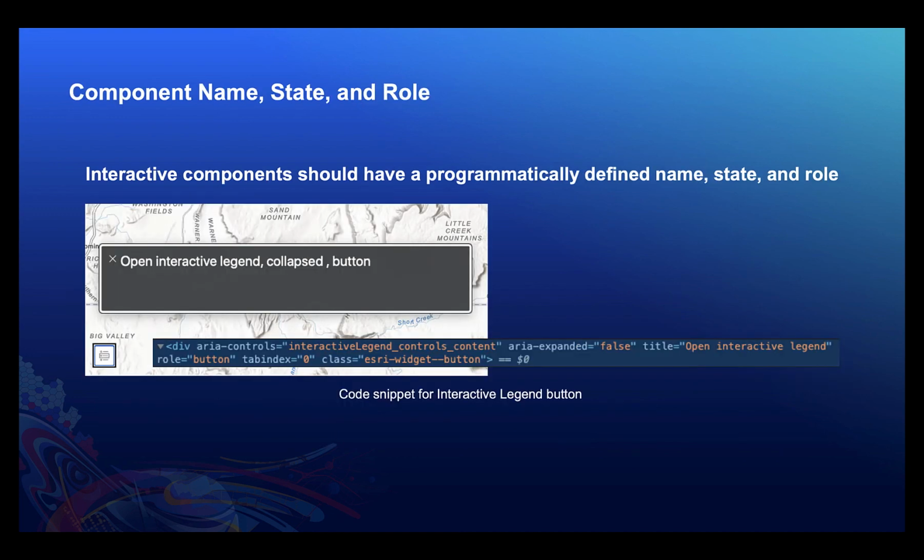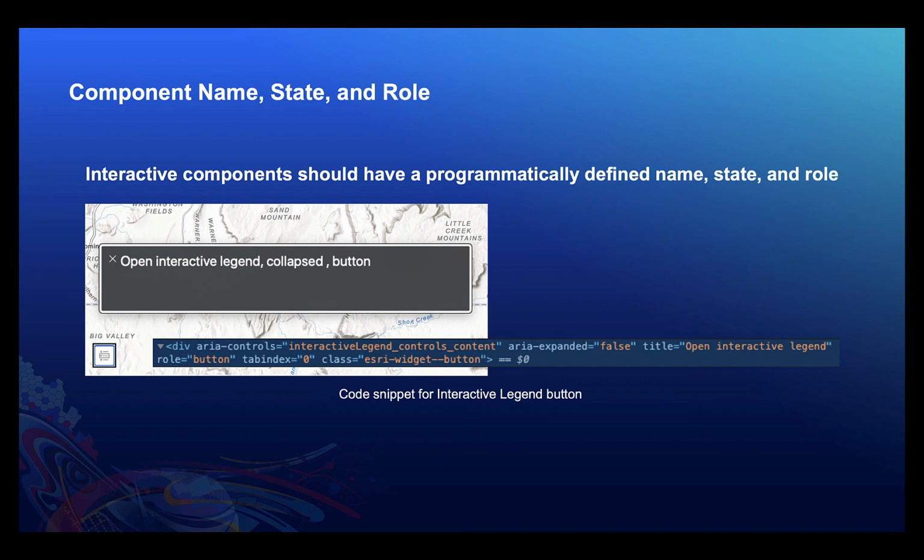Next, interactive elements should be properly labeled with a name, state, and role that can be read aloud by a screen reader. This allows screen readers to communicate the description, status, and purpose of the tool, and helps the screen reader user to understand the item that is receiving focus.